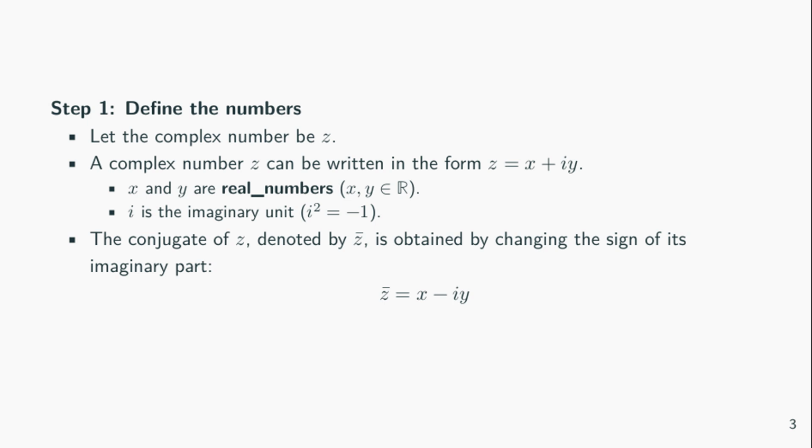A complex number z can always be written in the standard form z equals x plus iy. In this form, x and y are real numbers, which we can write as x, y in the set of real numbers. And i is our imaginary unit where i squared equals minus 1. The conjugate of z, which we denote by z bar, is obtained by simply changing the sign of its imaginary part. So z bar equals x minus iy.